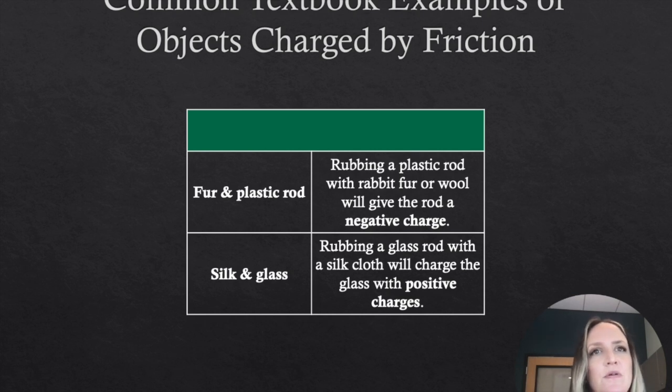There's two other very textbook examples that you'll see in the book and in problems, and that's fur and plastic, which, rubber is kind of like a plastic, right? And silk and glass. So when you get to doing these kinds of experiments in your lab, you may see these materials being presented here.